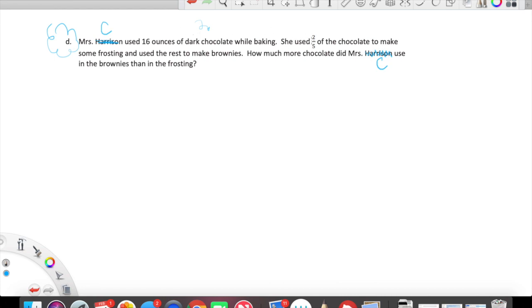She used 2/5 of the chocolate to make some frosting, yum, and used the rest to make brownies, double yum. How much more chocolate did Mrs. C, or me, use in the brownies than in the frosting?